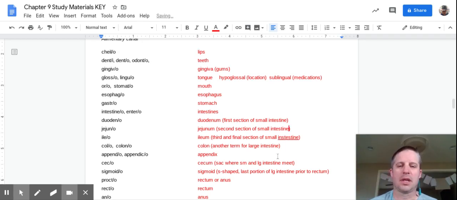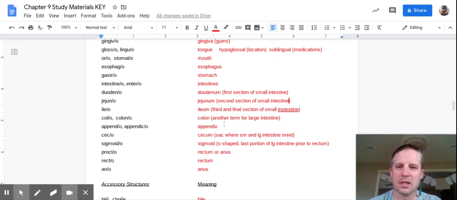And then there's the ileum, which is the third and final section that empties into the large intestine, into an area where the ileum empties into the colon. The colon is just another term for the large intestine. And right where it empties in, there's the appendix and the cecum.